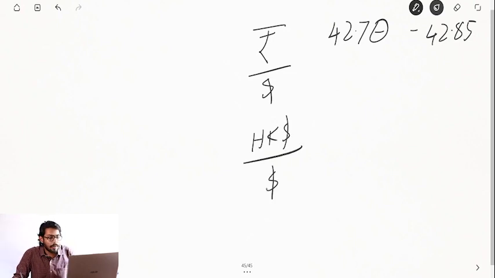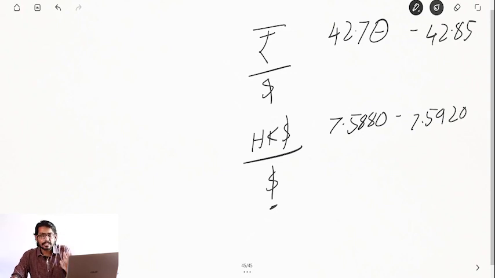For $1, dollar is the base currency. For $1, so many Hong Kong dollars. Hong Kong dollar is the counter currency: 7.5880, 7.5920. Always ideal that even though the rate is given in the question, you write it down as a working note, so that you can mark up the bid down the ask and you show your working in the answer sheet itself. It's a very important working.